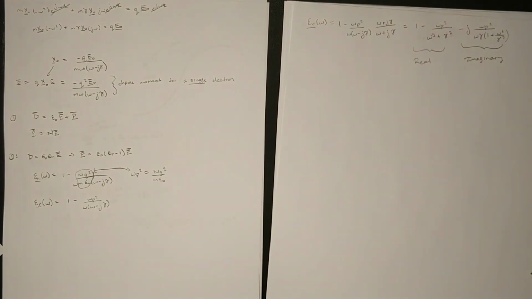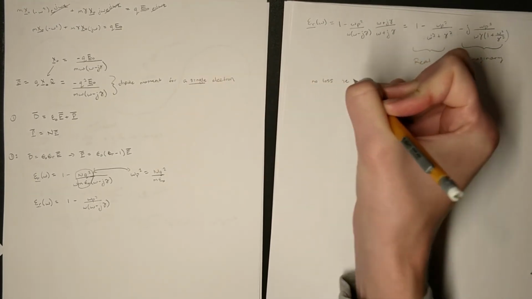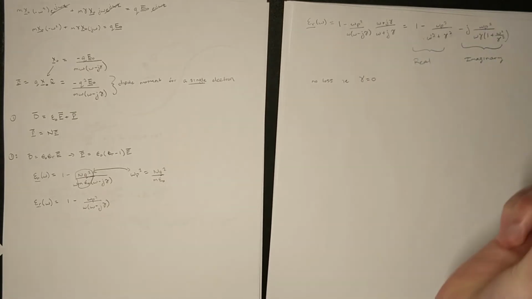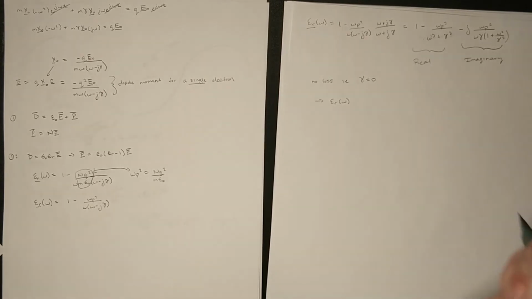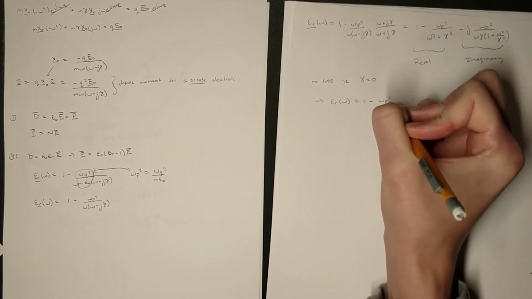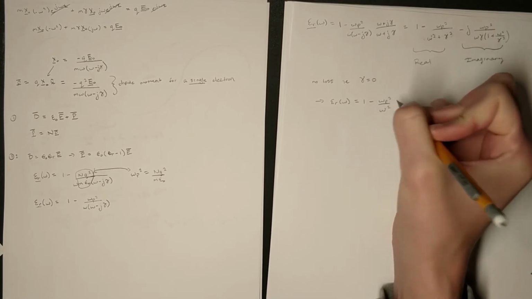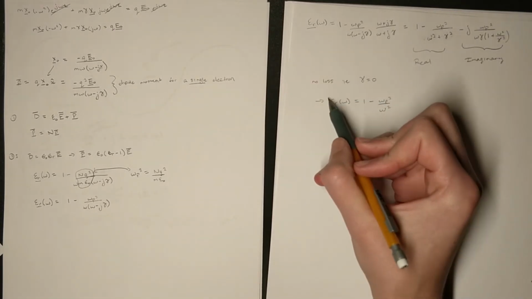Now, if we consider the case where there is no loss, i.e. our damping coefficient is equal to 0, we can find that the relative permittivity can be modeled as 1 minus our plasma frequency squared over our frequency squared. Now, this is the main equation that we're worried about, right here.